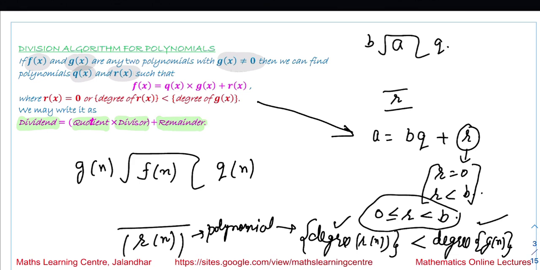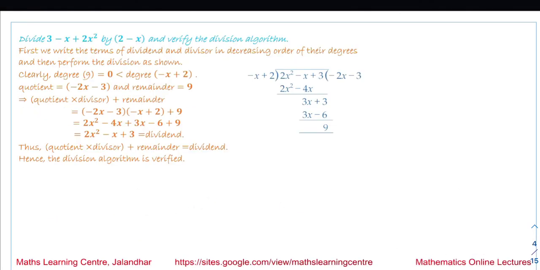Our next problems are based upon the division algorithm. First, divide the polynomial 3 minus x plus 2x square by 2 minus x. What is the polynomial given to us? We write it in standard form first: 2x square minus x plus 3, and we are dividing this polynomial by minus x plus 2.